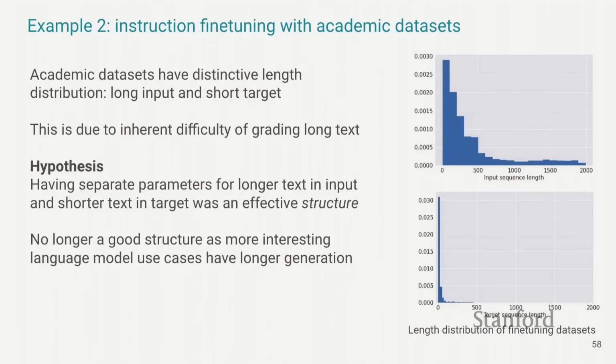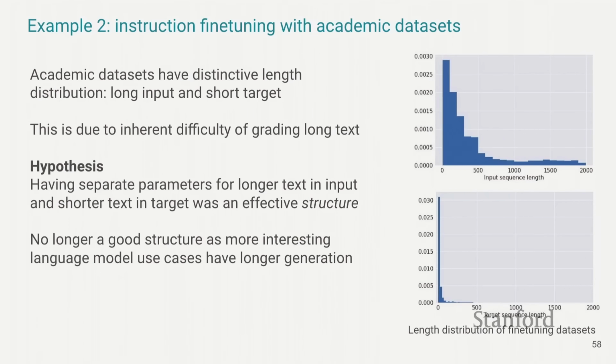What about now? Do we care about this kind of assumption? If you think about the general use cases of language models nowadays, if anything, the more interesting cases involve longer generation, longer targets. Just because we cannot grade them doesn't mean that we are not interested in them. Actually, if anything, we are more interested in that. So now we have this longer target situation, and this separate sequence length parameter doesn't seem to make much sense.